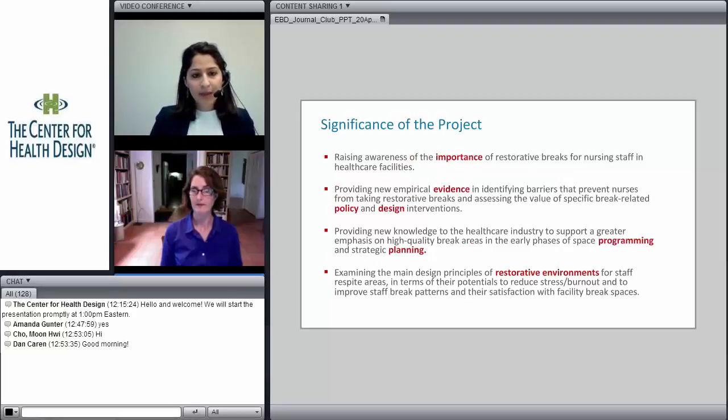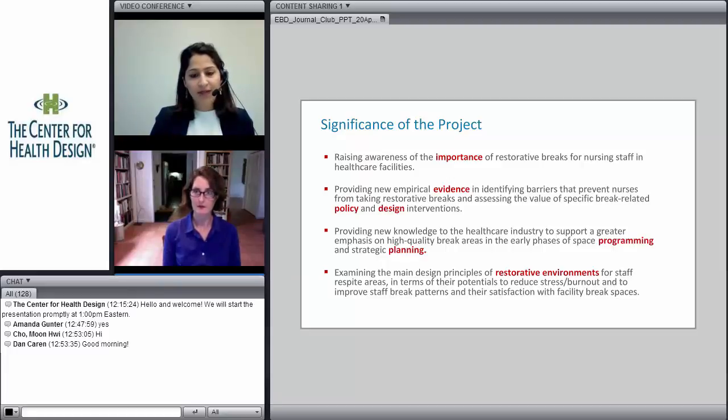So the project really came from the literature search and literature review that I did at the beginning. And the significance of the project, the first and I think the foremost important one, is just raising that awareness of the importance of restorative breaks.